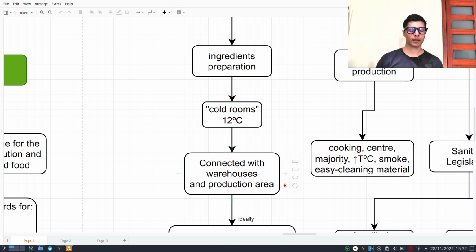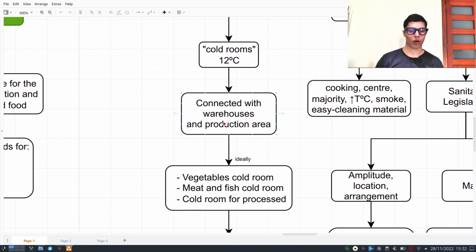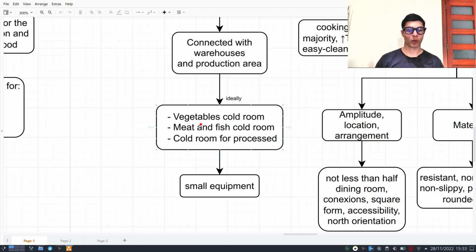You have to get the ingredients from the raw materials from the warehouses, and then once you have finished, you have to send them to the production area. Ideally, some cold rooms for different types of food. For example, a vegetables cold room, a meat and fish cold room, and a cold room for processed food, for what we have already created.